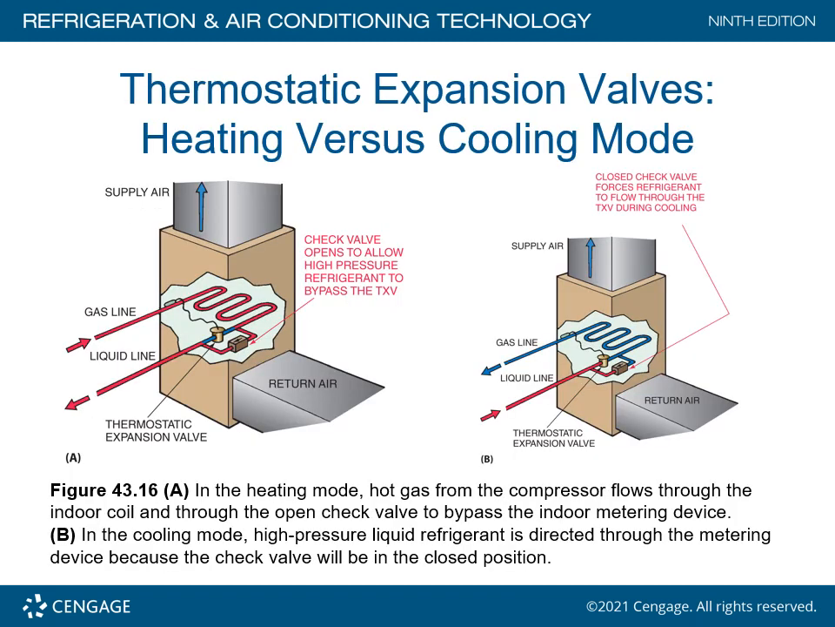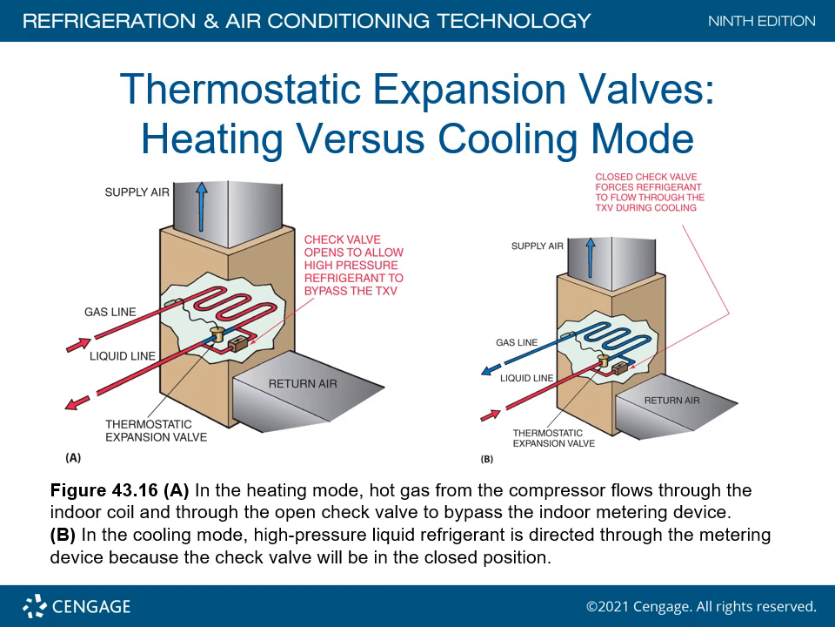Okay, thermostatic expansion valve, heating versus cooling. In figure A in the heating mode, basically we have high pressure, high temperature gas going through the indoor coil at this point. And in here we have the TXV. Notice that we have a check valve, which I talked about just previously. Check valve opens to allow high pressure refrigerant to bypass the TXV. So in this mode, we're going to utilize the check valve to bypass this metering device out here. This is the indoor air handler. Here's a return. Here's a supply.